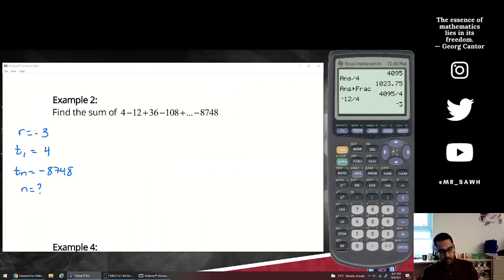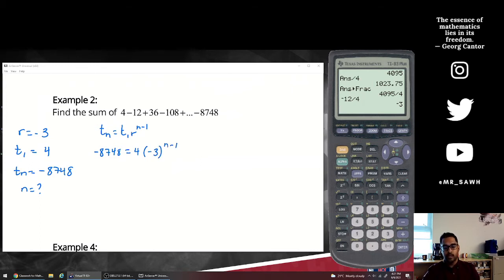So we can use our generic one, right? Our general term, Tn is equal to T1 rn minus 1. I know the general term, negative 8,748, is equal to your first term of 4, common ratio of minus 3, and then I've got an n minus 1 to deal with.